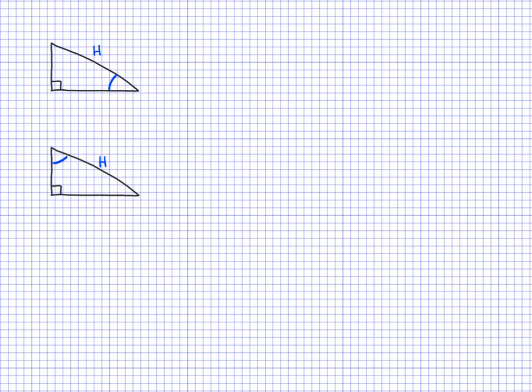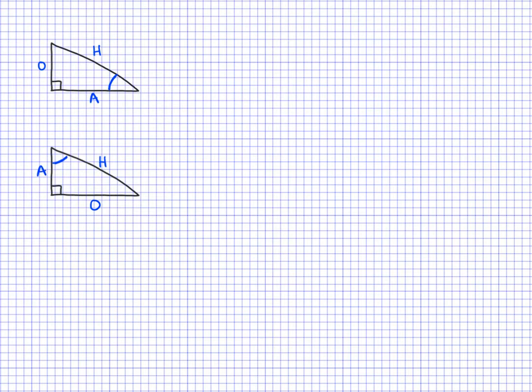Now I need to say what the opposite and adjacent sides are, relative to the angle. So this is the angle, this is the opposite side, and the other side would be the adjacent one because it's next to it. Now here, the angle is here, and this is the opposite side, and this side is adjacent.